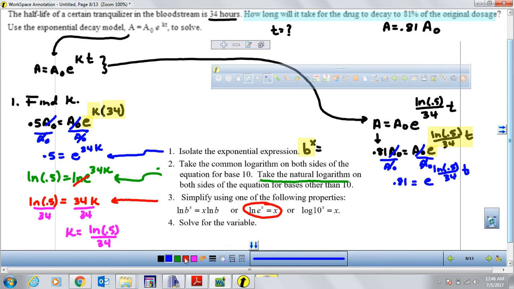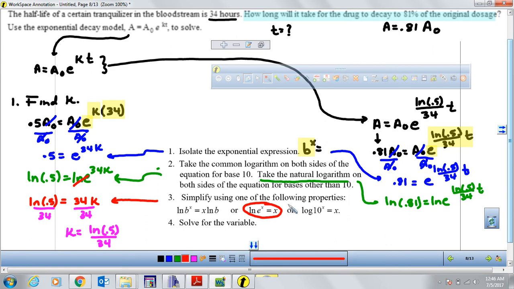Second step in the process. Now we're going to take, well, I'm just going to point to it so you can follow. Second step in the process is that we're going to take the natural log on both sides. Okay, so this is going to look like this. Natural log of 0.81 equals the natural log of E raised to the ln of 0.5 divided by 34 times T.